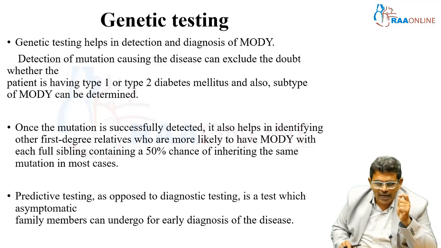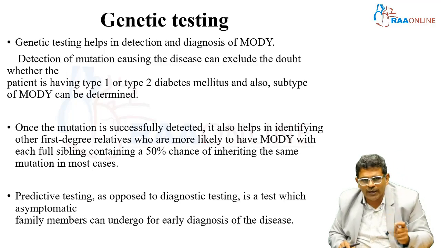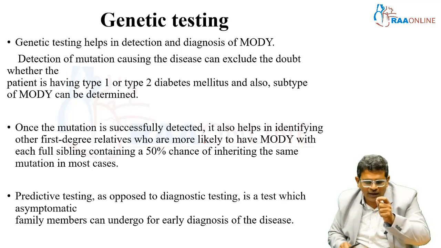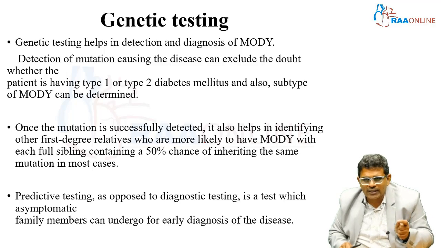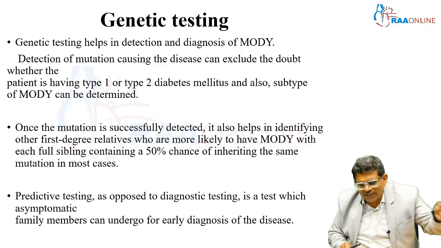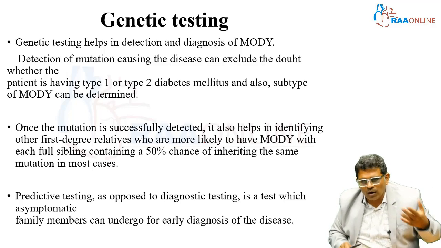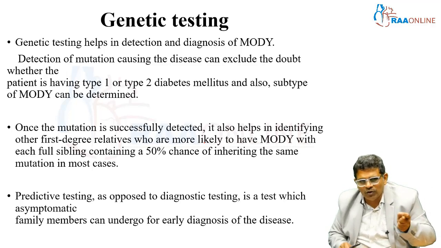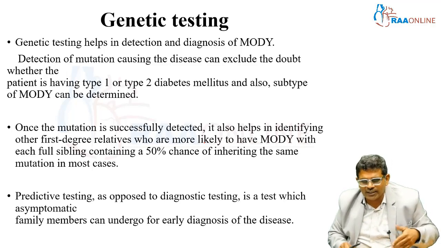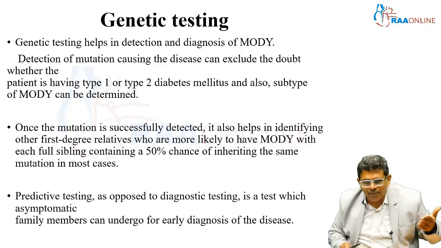So genetic testing helps in detection and diagnosis of MODY. It not only helps in the detection and diagnosis, but the mutation that is causing the disease can be identified, excluding without any doubt whether the patient has MODY or not. Once the mutation is successfully detected, it also helps in identifying other first degree relatives who are more likely to have MODY, with each full sibling having a 50% chance of inheriting the same mutation in most cases. So we can look at the other family members also.